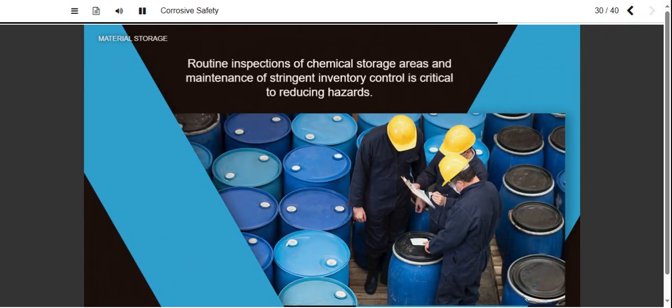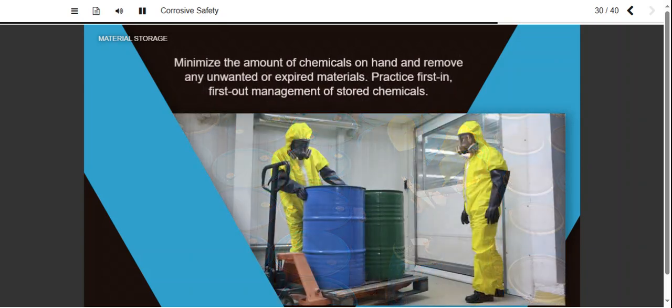Routine inspections of chemical storage areas and maintenance of stringent inventory control can reduce the overall risk of chemicals. Minimize the quantity and hazards of chemicals on hand. All chemical storage areas and cabinets should be inspected periodically, and any unwanted or expired chemicals should be removed. Keep the amount of corrosive material in storage as small as possible. Practice first in, first out management of stored chemicals.